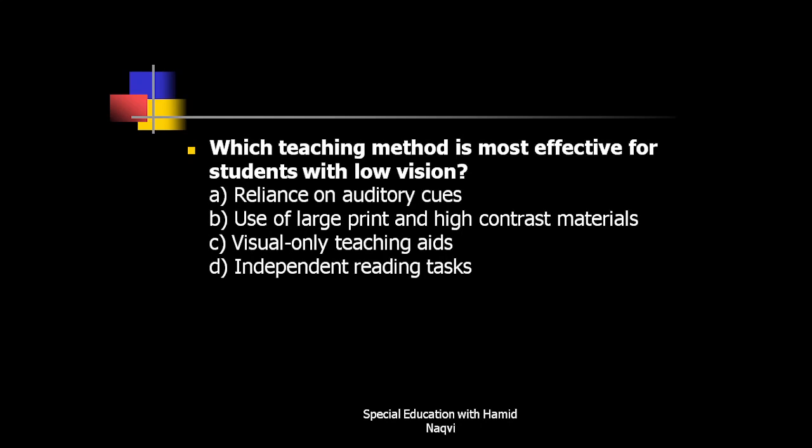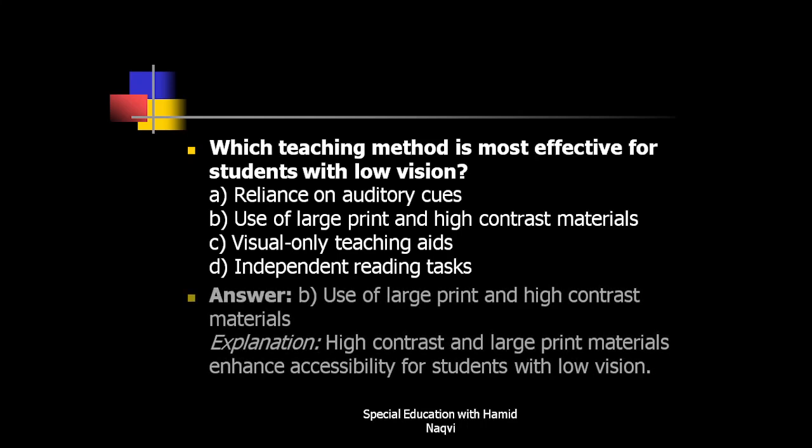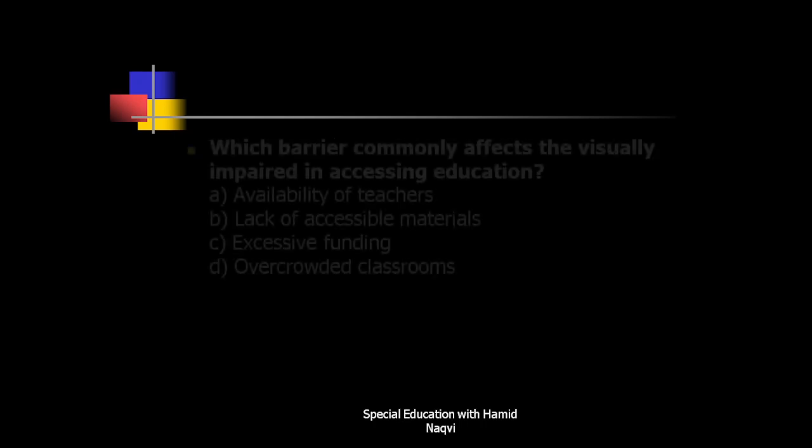Reliance on auditory cues, use of large print and high contrast materials, visuals only teaching aids, independent reading tasks. Answer is use of large print and high contrast material. High contrast and large print materials enhance accessibility for students with low vision.